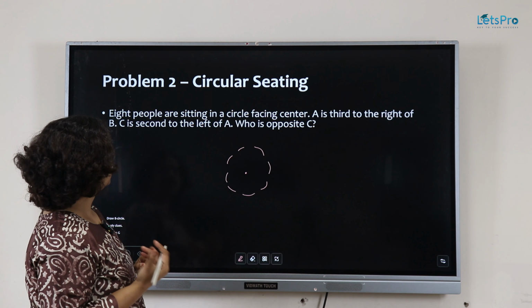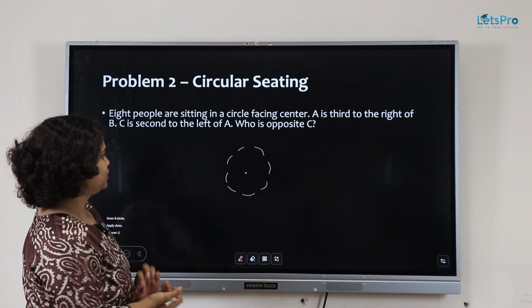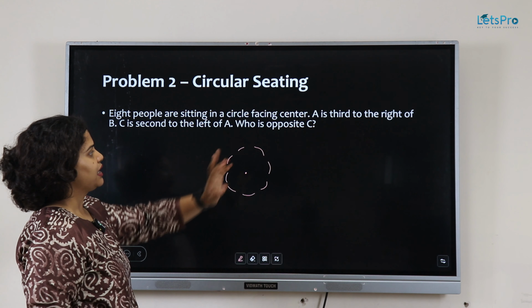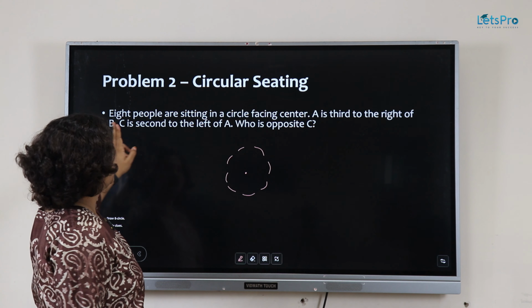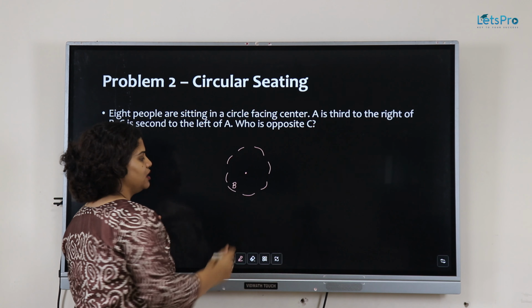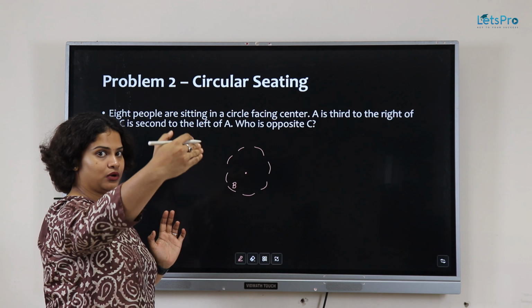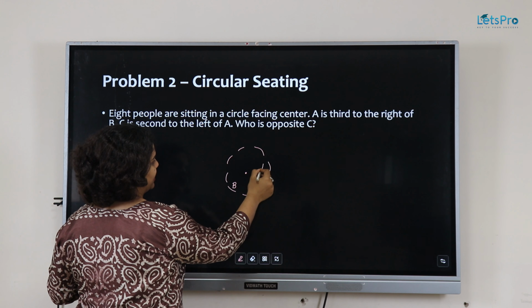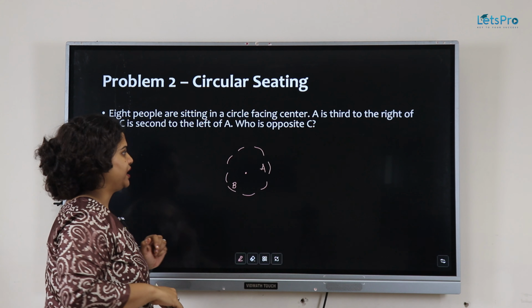A is third to the right of B. Now you just need to apply the cues. Let's fix positions first. A is the third to the right of B. Now if B is sitting here, correct? So right meaning it would go anti-clockwise. So third is 1, 2 and 3. So A is seated here, right?